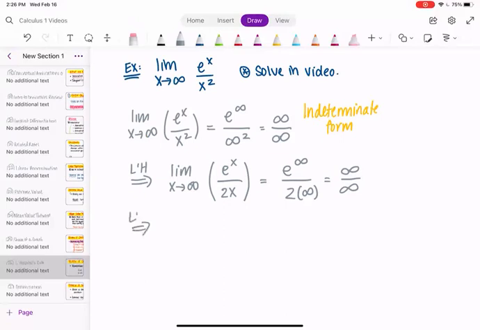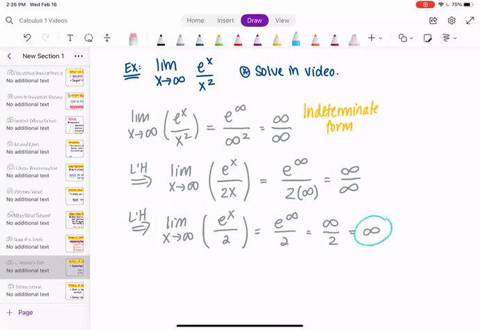So again, by L'Hopital's rule, the limit as x approaches infinity. That becomes, again, e to the x over now 2, which gives me e to the infinity over 2, which is just infinity over 2, which is infinity. And even though that's not like an actual number you could plot, that's not indeterminate. I can conclude that the graph goes to infinity. I can draw something from that.